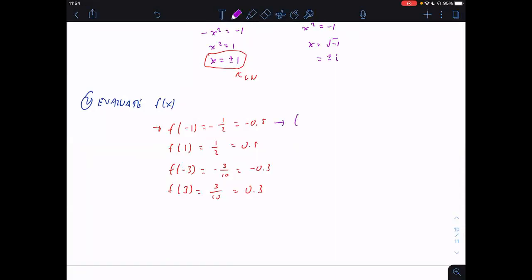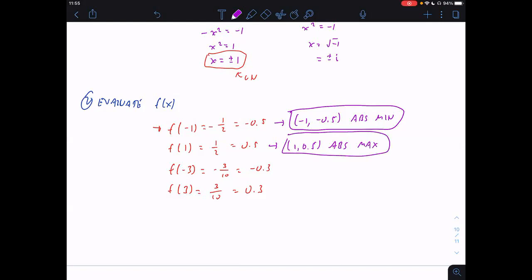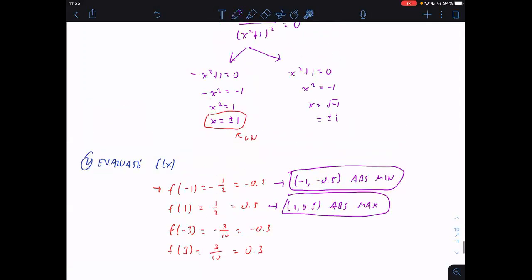All right, so negative 1, negative 0.5 gives our absolute minimum. And the biggest value out of these 4 evaluations occurred when we got positive 0.5, which we get when x equals 1. So at 1, 0.5, we'll find our absolute maximum point on this closed interval for this rational function. So in this case, our 2 critical numbers gave us our 2 absolute extrema.